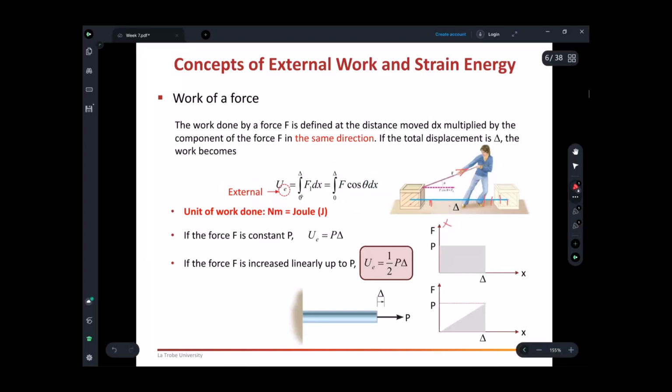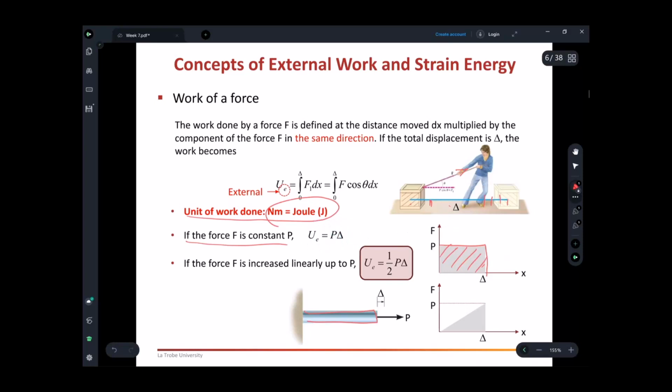So I hope you understand the external work done. The unit of external work done is the joule, a Newton times meter. If the force is constant, then you will have P times delta. Let's say you have a rod like this pen and you are pulling it, with one end held and me pulling with force P, then it will extend by some delta. So external work is the load in the direction of displacement times the displacement. That is the area.